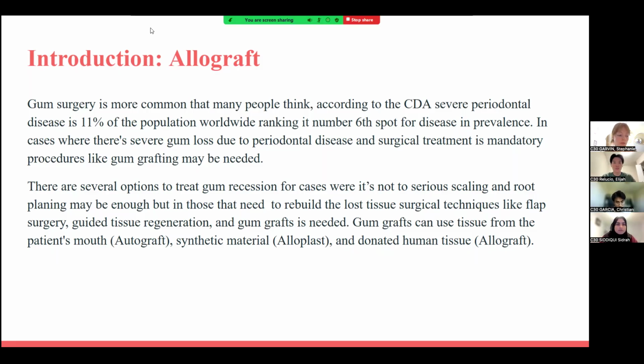There are several options to treat gum recession. For cases where it's not too serious, scaling and root planing may be enough, but in those that need to rebuild the lost tissue, surgical techniques like flap surgery, guided tissue regeneration, and gum grafts are needed. Gum grafts can use tissue from the patient's mouth, which is called autograft, synthetic material, which is called alloplast, and our topic for today, donated human tissue, which is allograft.